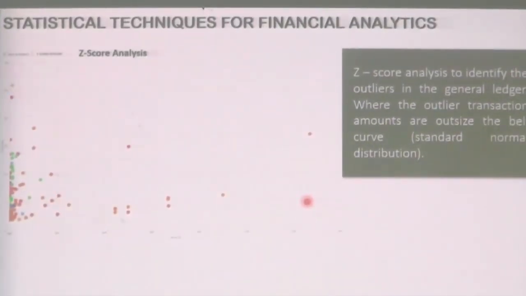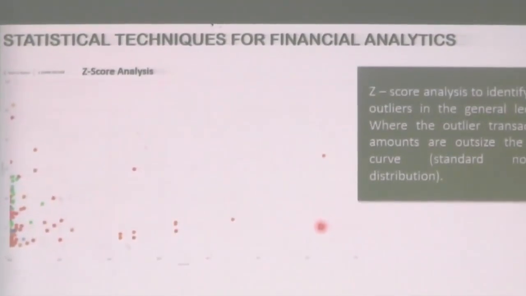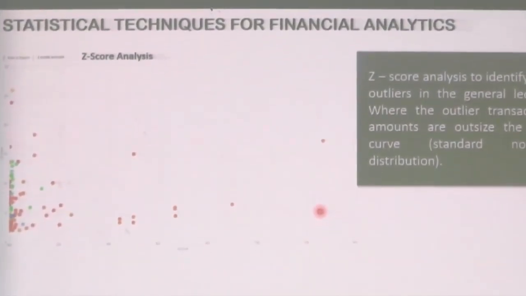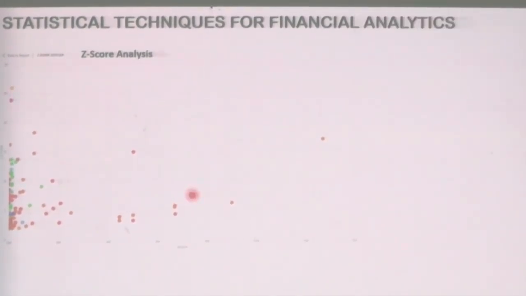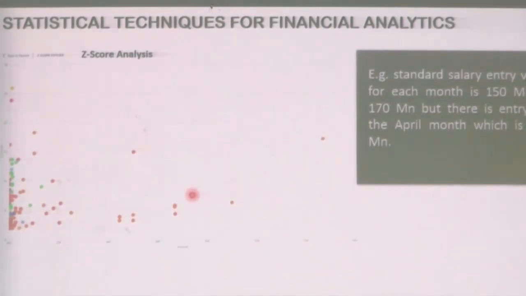Even in an exam, if you look at the marks of the majority, there are very few people who got above 70, and very few people who got below 20, and the majority will be in the middle. So, that is like a bell curve. Using Z score, we can do some wonderful analysis. Here is a salary analysis of a company's salary entries. The standard salary entry value for each month is about this in a company. It varies, but suddenly you see a transaction of 400 million, and you can quickly figure it out using Z score analysis.